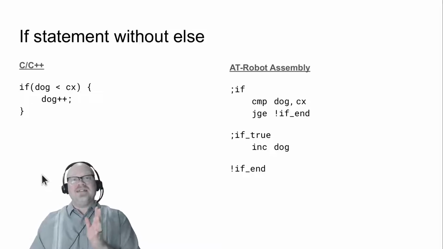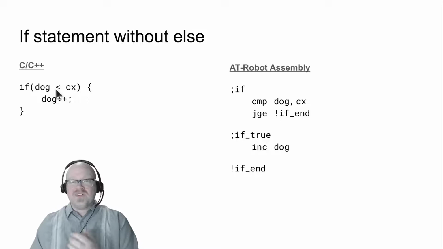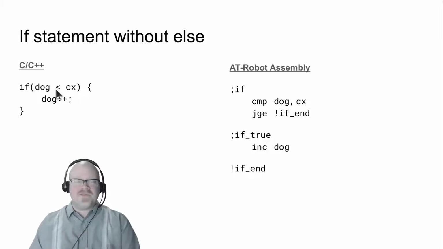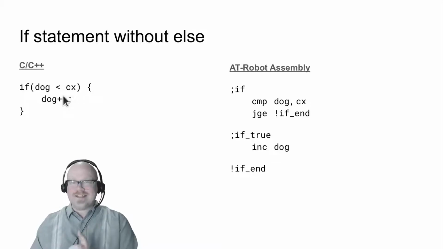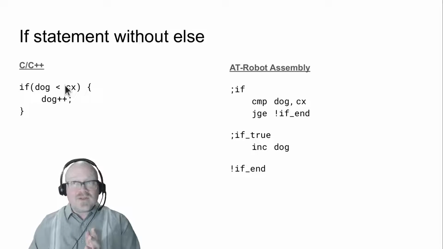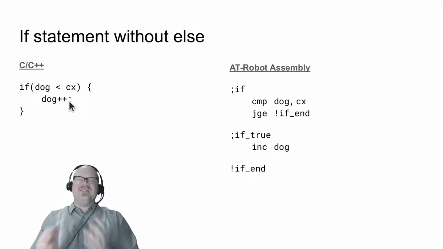But it creates an error condition if this original if expression fails or has a false value. So think about it. If dog was greater than or equal to CX, but we only jumped past this code in the case that dog was less than CX, then the conditional jump would fail, but then we just run the next line of code, which increments dog. And that would be a mistake.